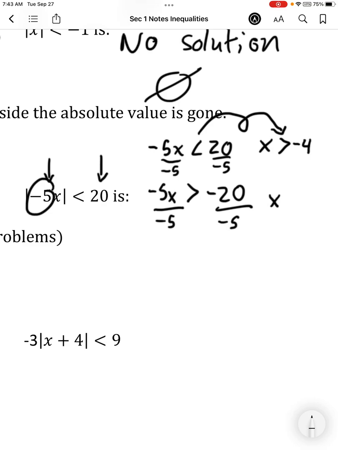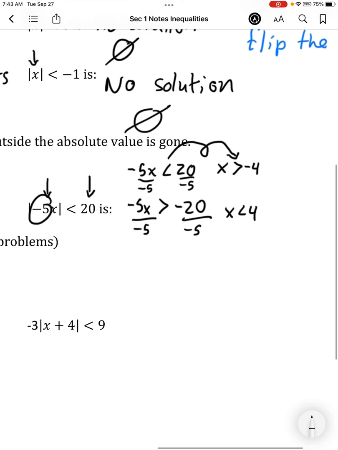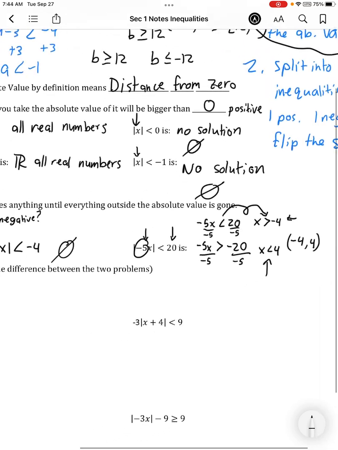Do the same thing over here. That'll give us x is less than 4. So if you were to write that in interval notation, it would look like so. -4 to 4. Because we're looking for a number bigger than -4 and a number smaller than 4.